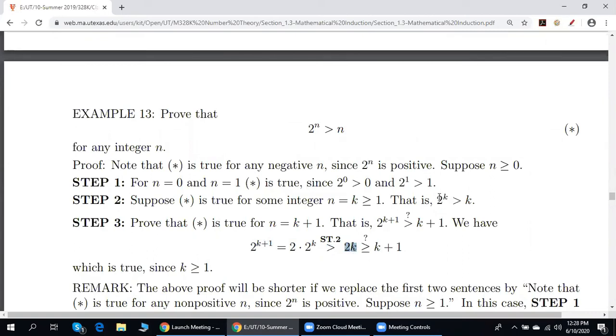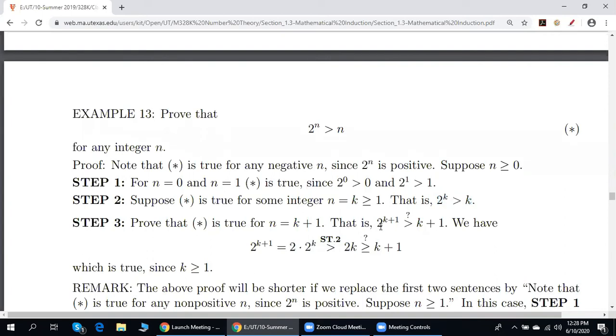Here is why. Please take a look at step 2. If you multiply the left-hand side here and the right-hand side here by 2, on the left-hand side, you will get 2 times 2 to the k's power. On the right-hand side, you'll get 2k. It's exactly what is written here. So, in order to obtain this, just multiply both sides by 2.